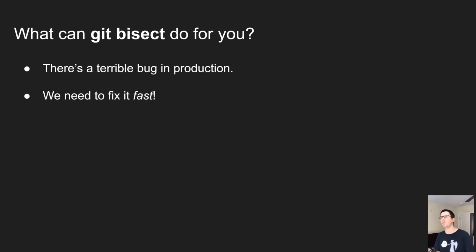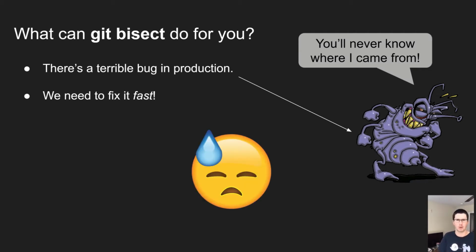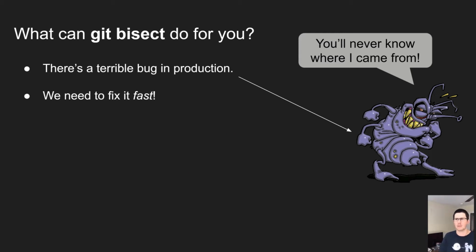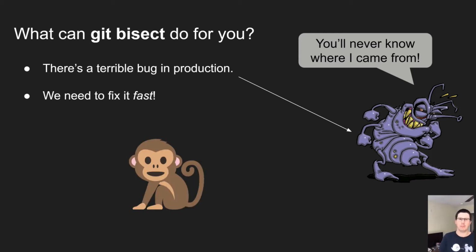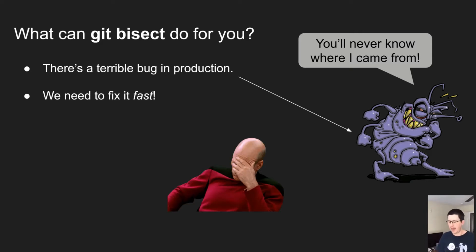First of all, most importantly, what can Git bisect do for you? Imagine there's a terrible bug in production or in your pull request or whatever it is. We've all been there, and there's this pressure to fix it fast. And a lot of times there's a temptation to go monkey patch something or do some fast hotfix without actually understanding what happened.